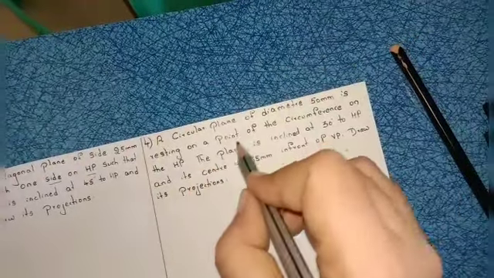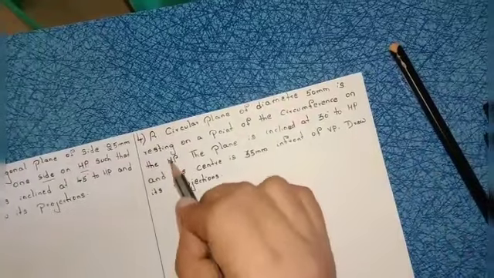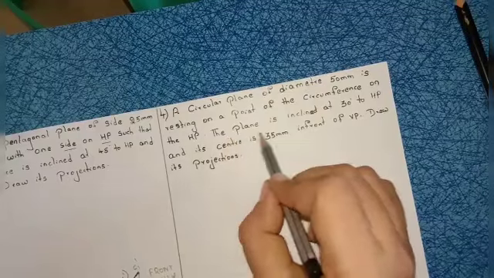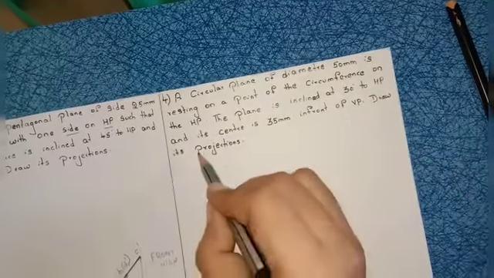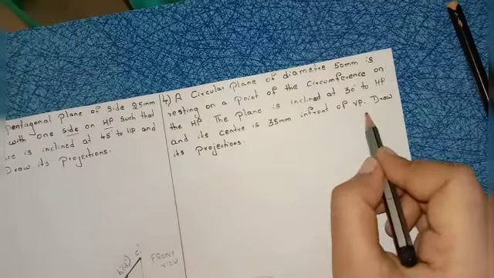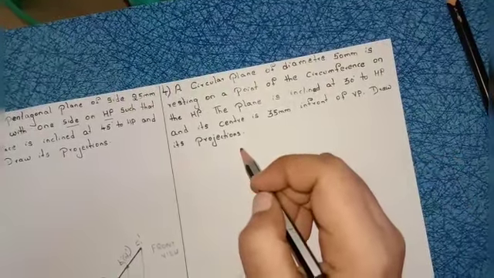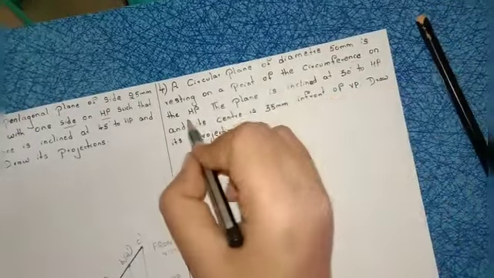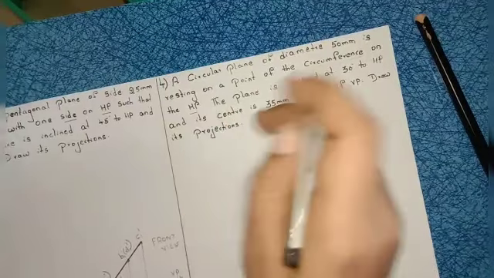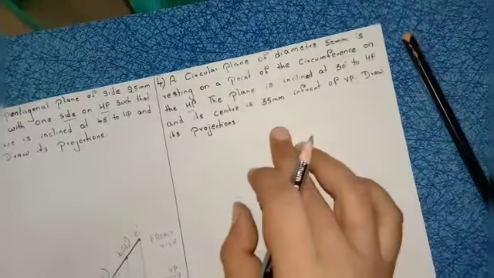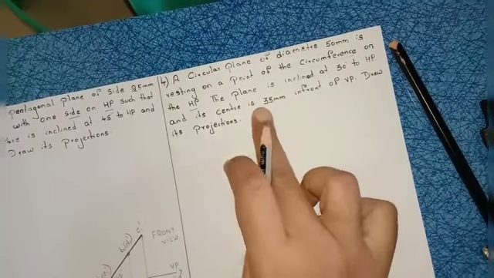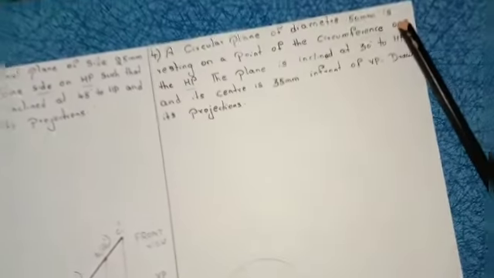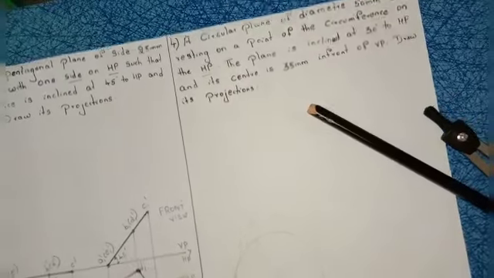A circular plane of diameter 50 mm is resting on a point of the circumference on HP. The plane is inclined at 30 degrees to HP and its center is 35 mm in front of VP. Draw its projections. In this question they mentioned you should draw the circumference of the circle on HP. They mentioned the angle also, and in this question they mention the distance: the center of the circle is 35 mm in front of VP.